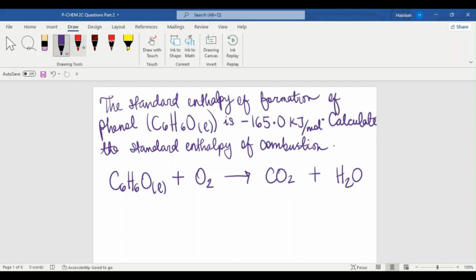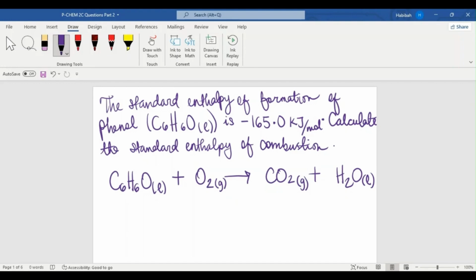The next thing to do is balance the chemical equation. Oxygen is in the gas phase, carbon dioxide is a gas, but in the case of water here, it's a liquid. So phenol reacts with oxygen gas to give you carbon dioxide gas and liquid water.